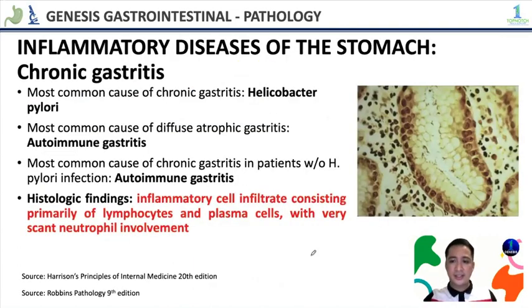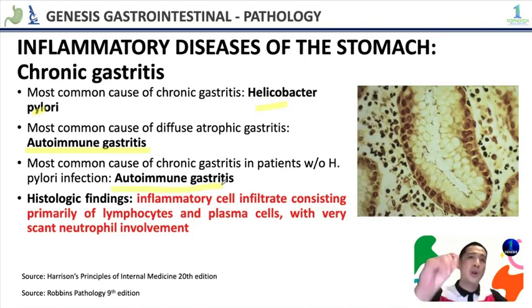So you see here in the slide, the most common cause of chronic gastritis, I want to give emphasis to this, is H. pylori infection. The most common cause of diffuse atrophic gastritis is autoimmune, which is 10% of the time. The most common cause of chronic gastritis without H. pylori is autoimmune. Those are the pearls you need to remember about chronic gastritis.